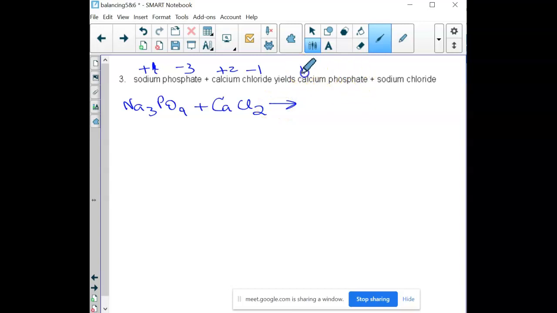Yields. Calcium is a +2, phosphate's a -3. So Ca3(PO4)2 plus sodium is a +1, chlorine is a -1. NaCl would be my chemical there. So all of these were metals and all of these were crisscross reduced. No Brinkelhoffs to worry about because nobody's alone. Questions about anything I've written before I have you balance?